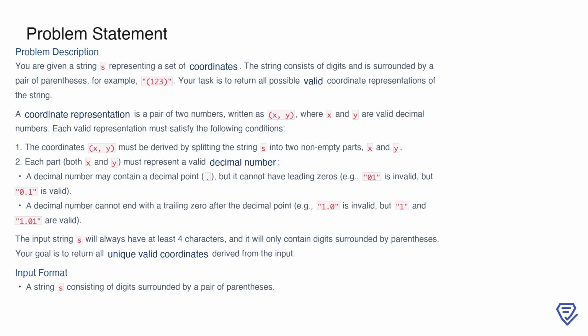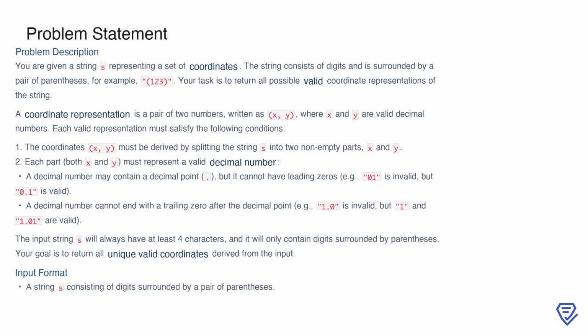In this problem, you are given a string S that represents a set of coordinates. This string is made up of digits and is enclosed within a pair of parentheses, like (123). Your task is to generate all possible valid coordinate representations from this string. A coordinate representation is a pair of two numbers, written as (x, y), where both x and y are valid decimal numbers. To form these coordinates, the string must be split into two non-empty parts, representing x and y.